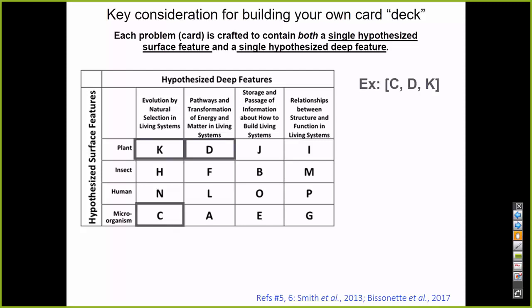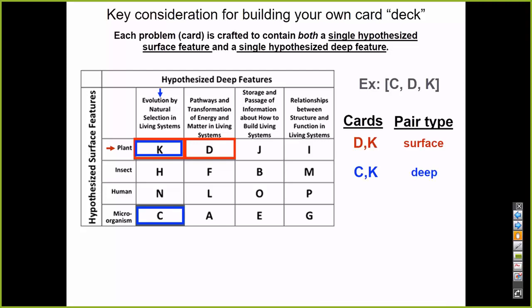For example, I'm just going to run real quick through showing you how you get a number. So let's say that one group had this particular group of cards, CDK. So you can see that there are different pair types. DK is based on the surface feature. KC is based on the deep feature. And then there's one last pair that you can make from this, which is an unpredicted, right?